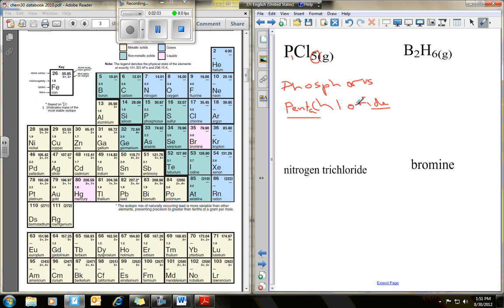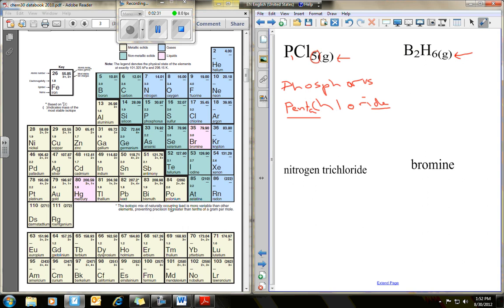If we look at the next one, we have B2H6. And you'll notice that both of these are gases because molecular compounds are often found in gas form or liquid form. Ionic compounds are found in solid form. So B2H6, is it a molecular compound? Well, let's see. B, oh, boron. Boron is on the right side of the ladder, and so it's a nonmetal.